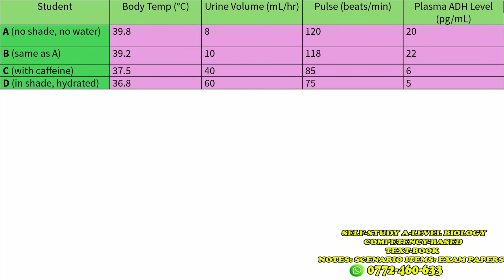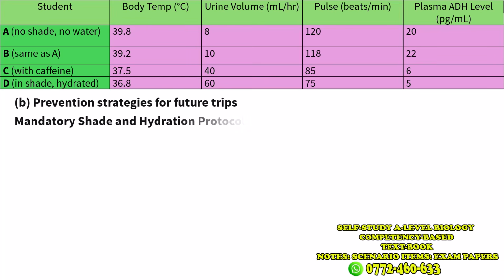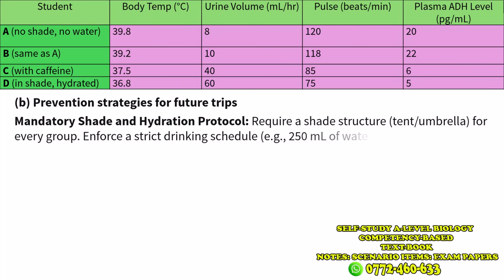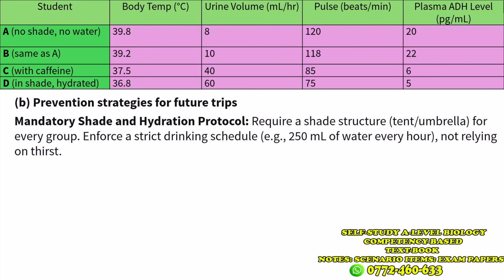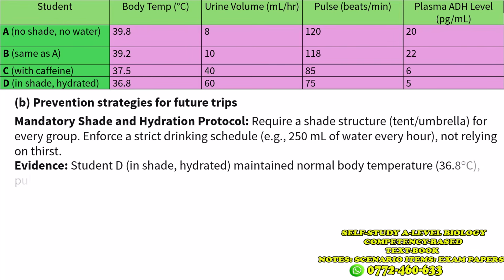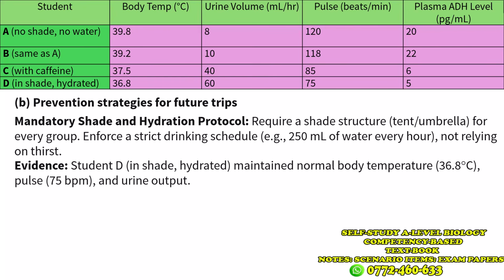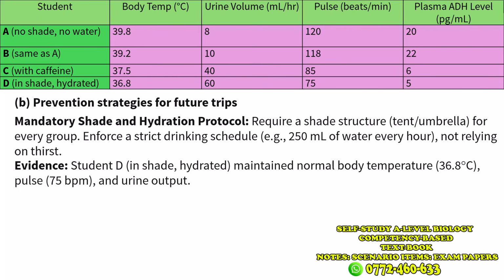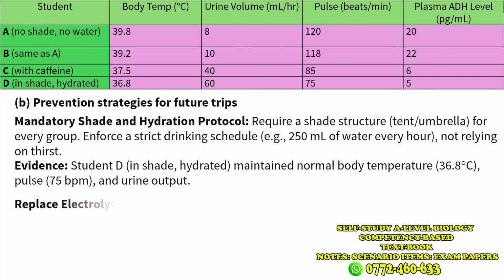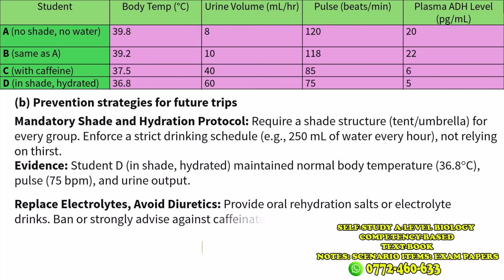Prevention strategies for future trips. Mandatory shade and hydration protocol. Require a shade structure for every group. Enforce a strict drinking schedule, not relying on thirst. Evidence: student D, in shade and hydrated, maintained normal body temperature, 36.8 degrees Celsius, pulse, 75 beats per minute, and urine output. Replace electrolytes, avoid diuretics, provide oral rehydration salts or electrolyte drinks.